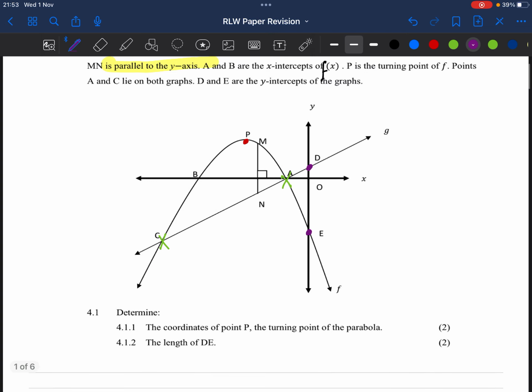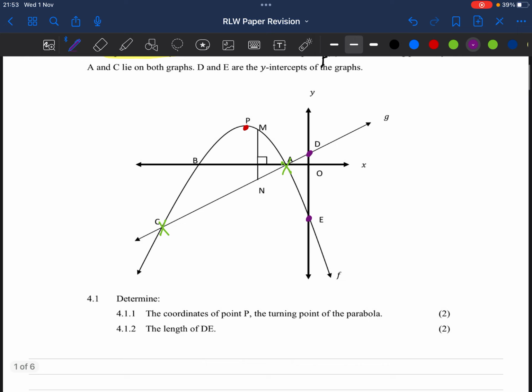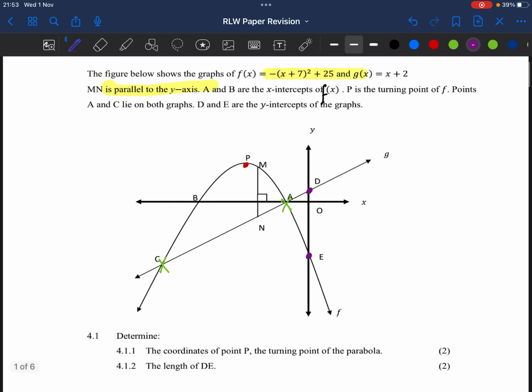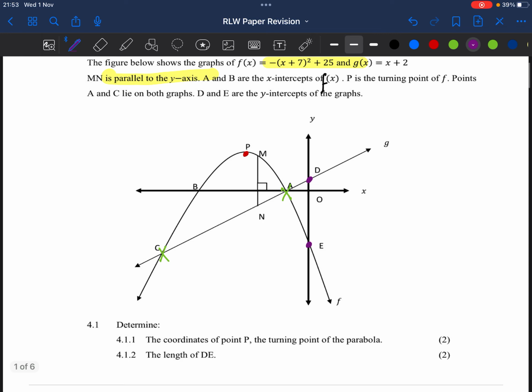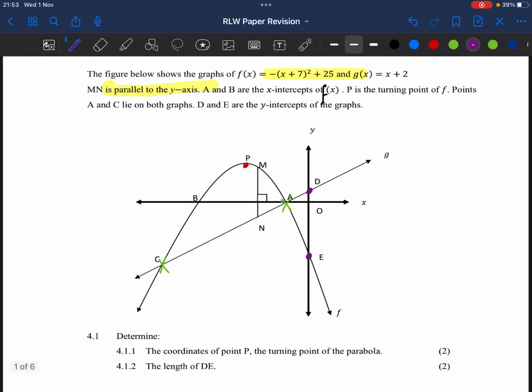Now let us start with the first question. It says, determine the coordinates of point P, the turning point of the parabola. I'm gonna do this question with three methods. We will start by solving this using the inspection method, which is the definition of the turning point. Then the other one is by using the formula. Then the other one is by using differential calculus.